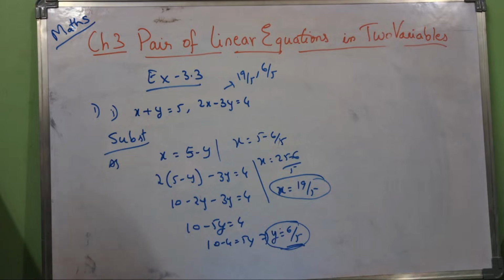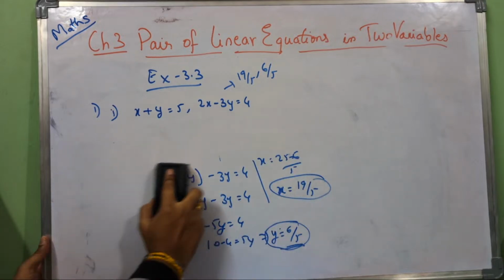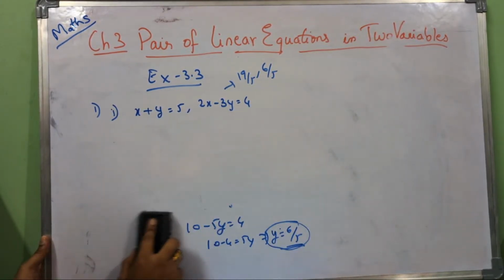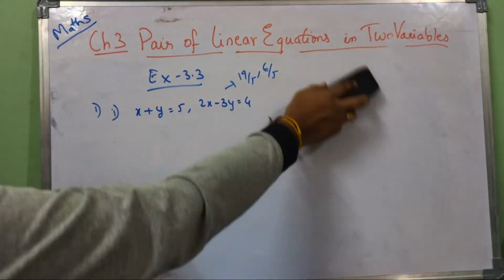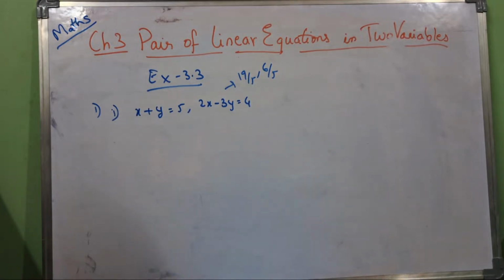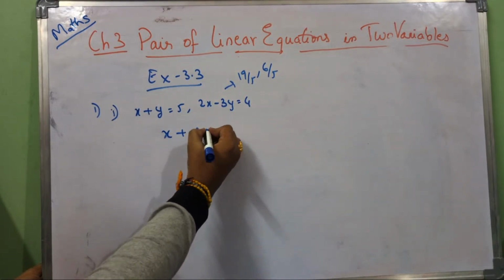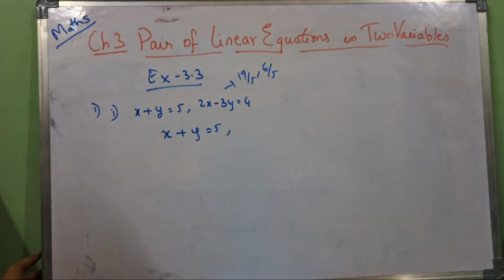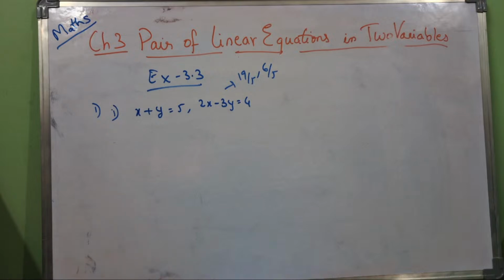Now I will solve this using the elimination method. So what is the elimination method? You have to eliminate one variable. So it's also very easy. First, what you have to do is convert one variable into the same term of the second. If it is not possible, then you have to multiply both the equations with some number such that at least one coefficient of any variable should be the same.